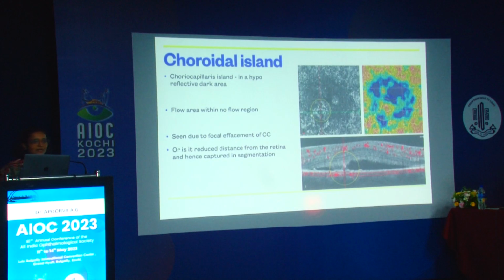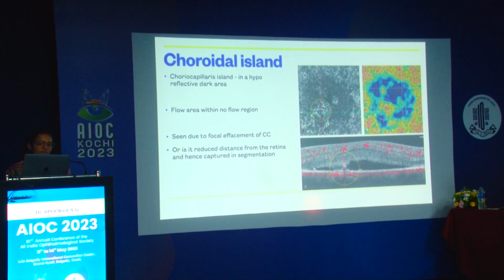So choriocapillaris island is a CCI. It's a hyperreflective flow in the choriocapillaris in a background of hyporeflective dark area, and the flow area within the no flow region is what an island is. It is because of a focal effacement of the choriocapillaris.